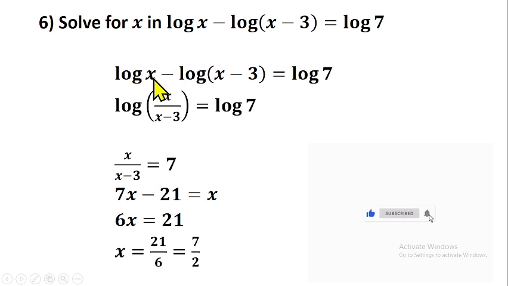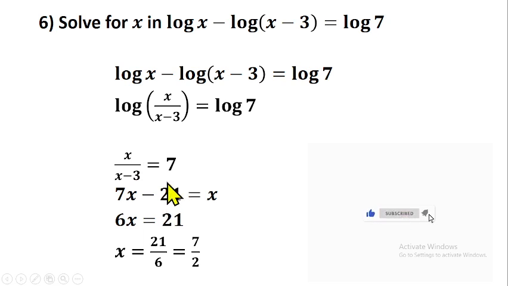So we know that we can apply the law of logarithm to this. This will be log, in bracket, x, minus changes to division, x minus 3. So we have x divided by x minus 3, because everything here is a number, equals log 7. In this case, we have a single log on each side, so log can cancel log. So we have x over x minus 3 equals 7. Then from there, we can cross multiply.